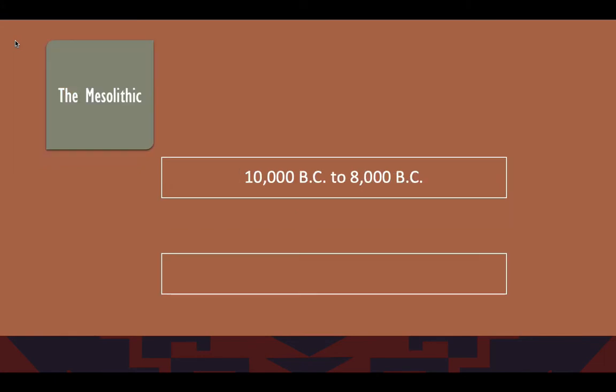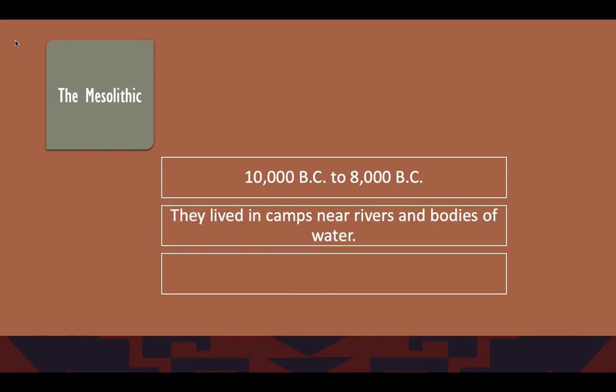On the other hand, the Mesolithic, or the Middle Stone Age, was about 10,000 BC to 8,000 BC. People used small stones during this period, but they were polished and often carved with points and attached to bone or wood to serve as spears and arrows. These early people lived in camps near rivers and bodies of water. Agriculture was introduced during this time, and these people learned to settle in villages.